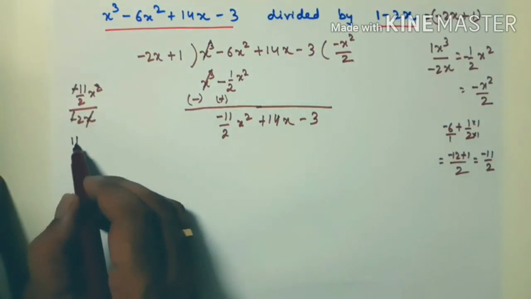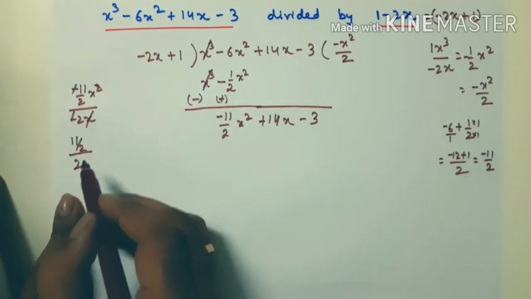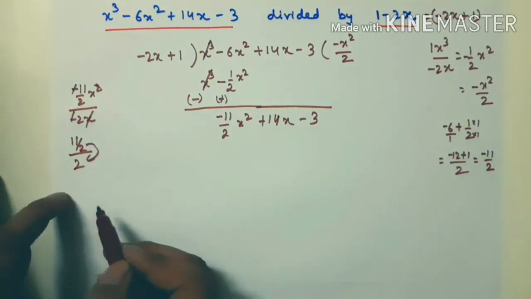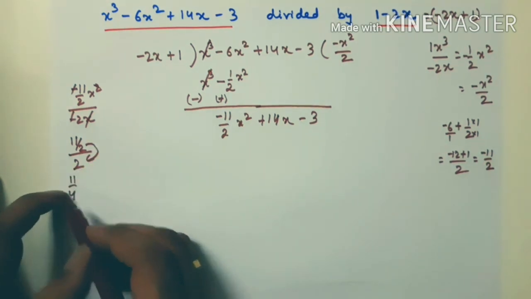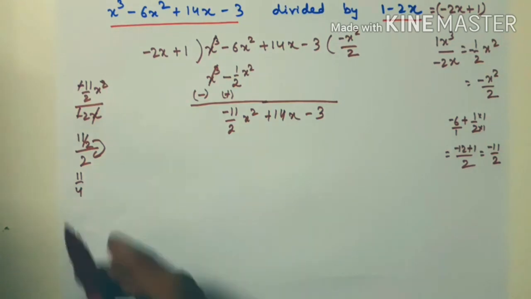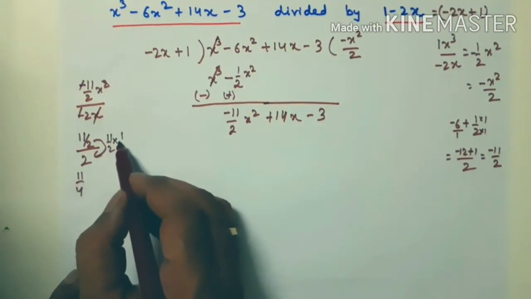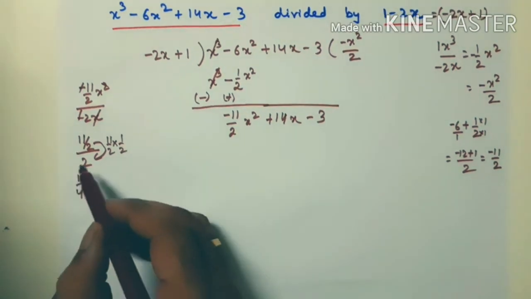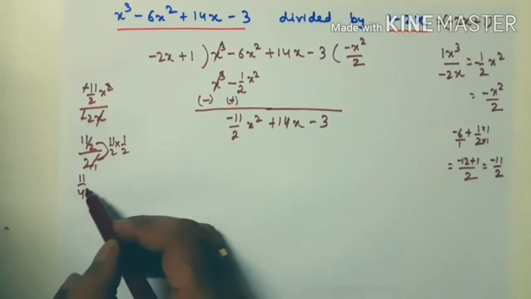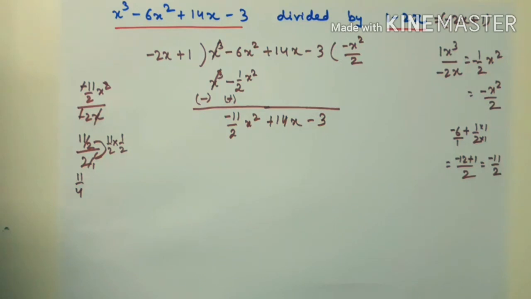So as you have discussed earlier, 11 by 2 by 2. So this 2 comes down. That means we get 11 by 4. Or else you can write 11 by 2 by 2 means into 1 by 2, the reciprocal. 2 by 1 reciprocal is 1 by 2. So we'll get 11 by 4.